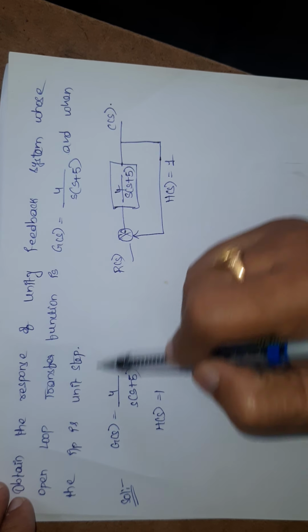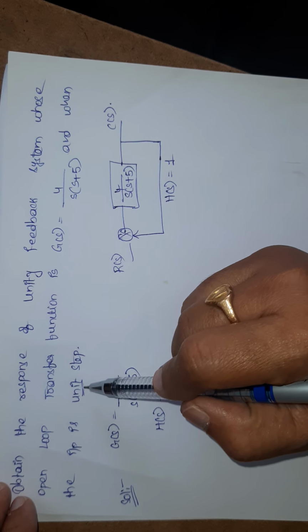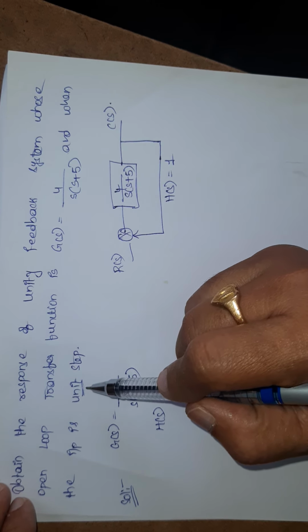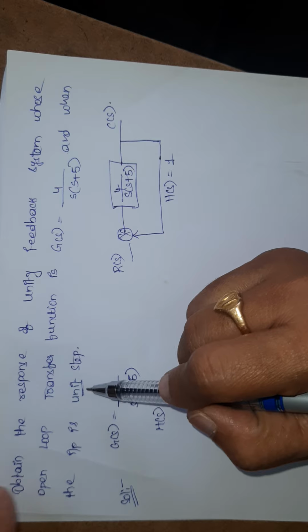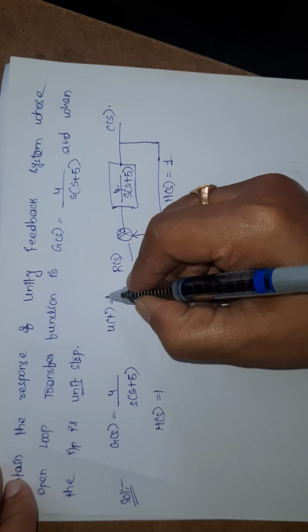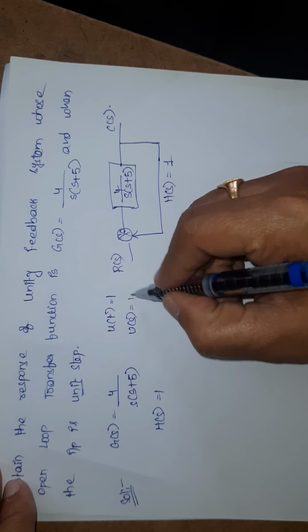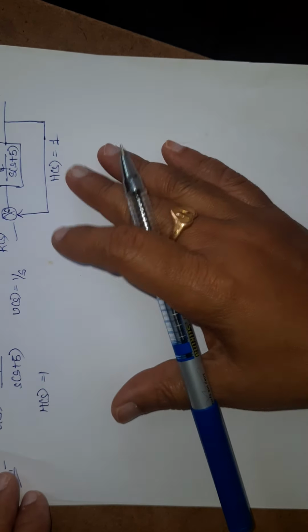We have to obtain the response for the input. What is the input? R of s is unit step input. Unit means the magnitude is 1. The step function is having the magnitude 1. So for u of t equal to 1, its Laplace transformation will become 1 by s, right? So now we have to find out the response.